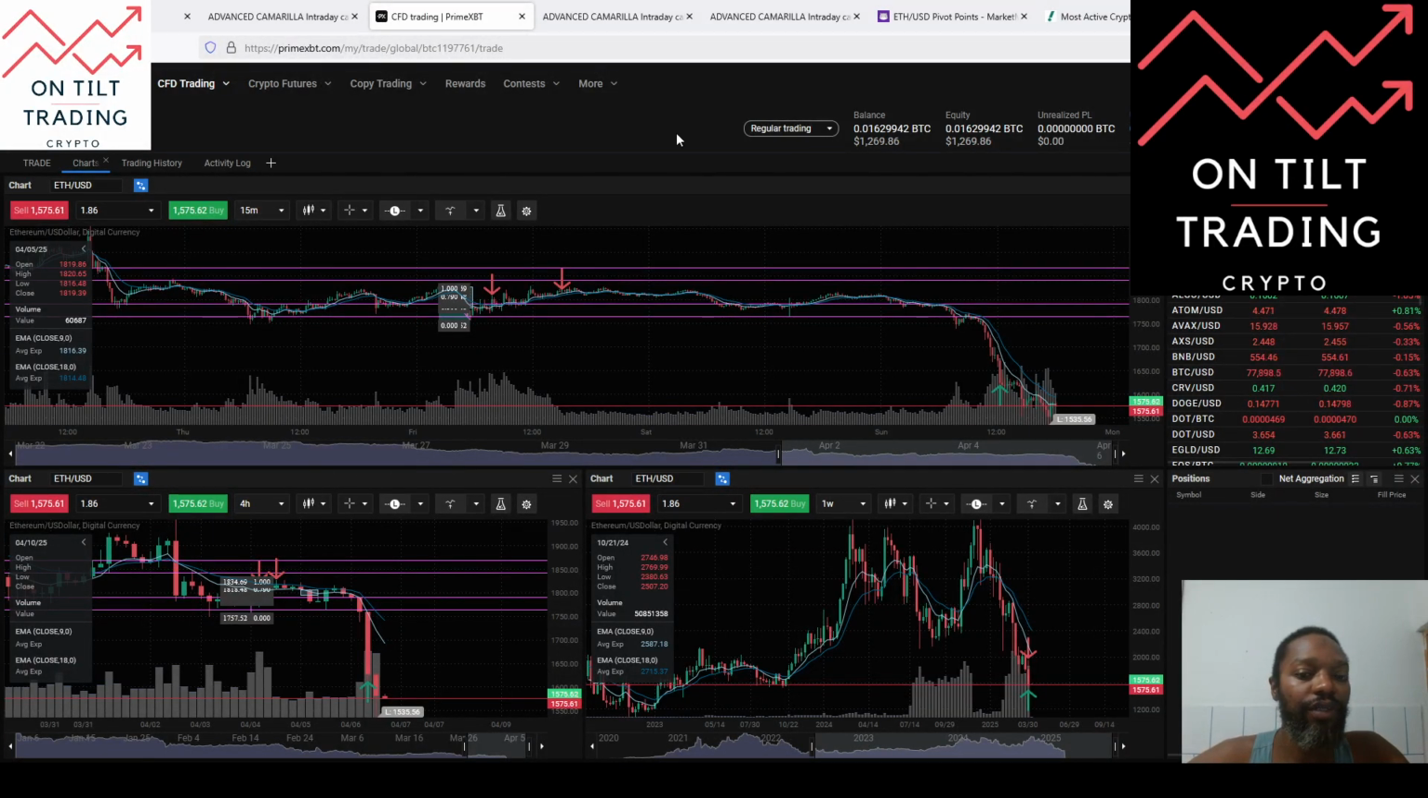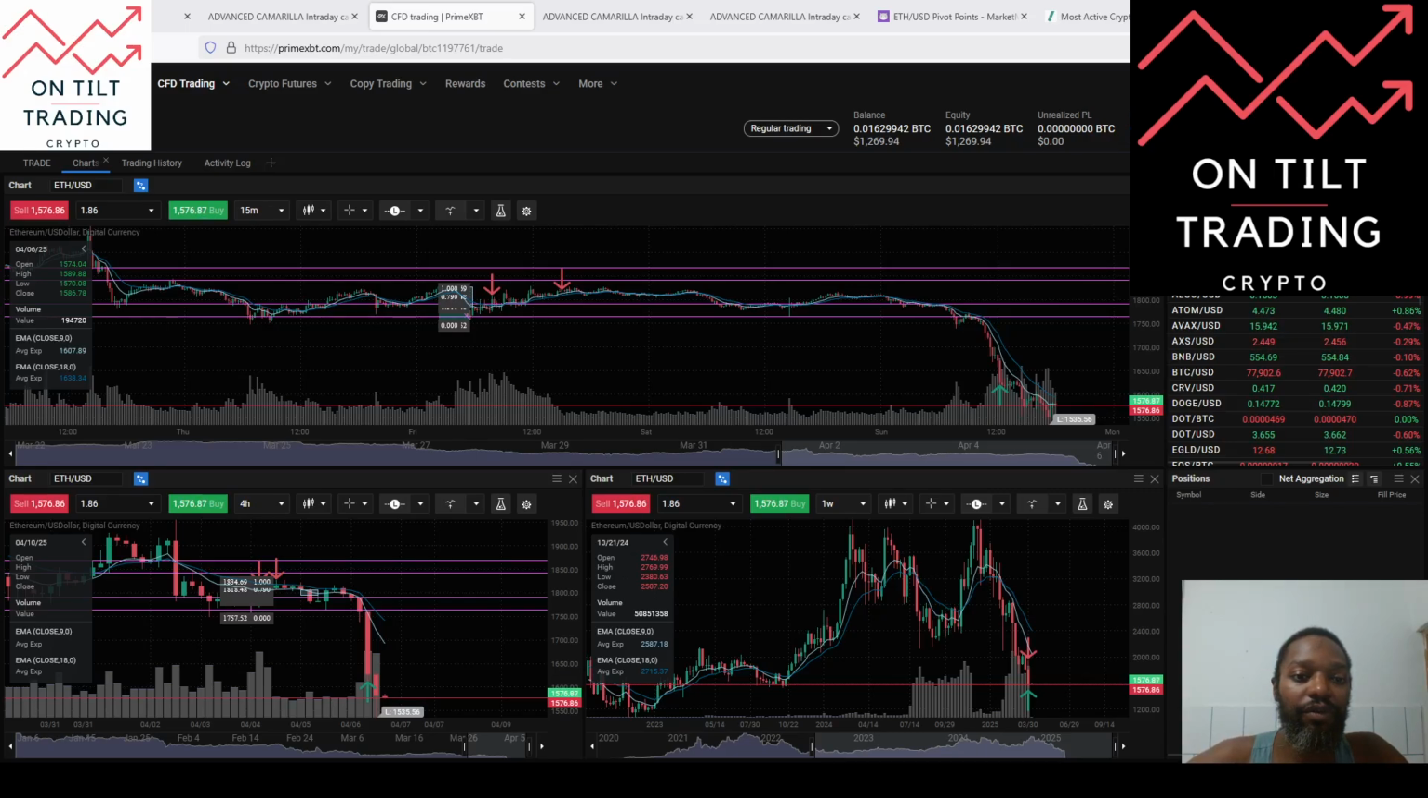Let's review my trade on Ethereum. Ethereum, I noticed on this past Friday, was setting up for a potential short. This is the weekly chart. This is the 4-hour chart. This is the 15-minute chart.